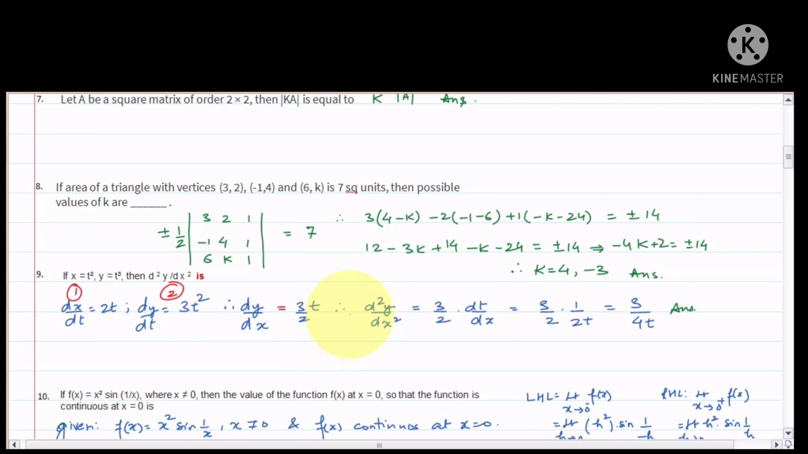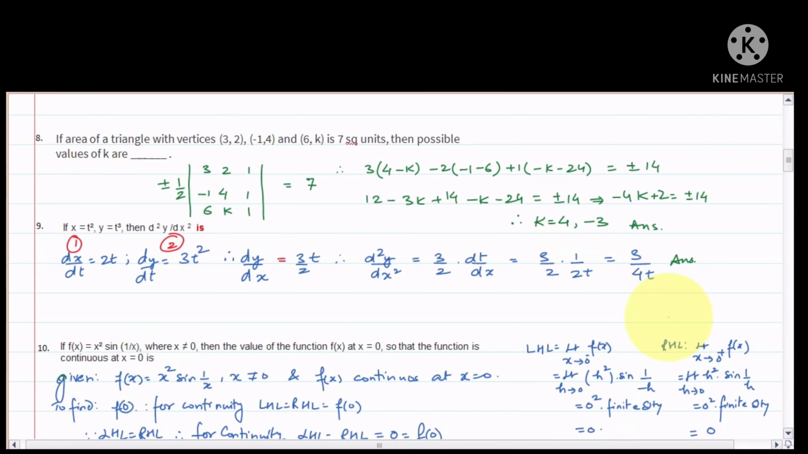Okay, so what is d square y by dx square? That means again differentiating this value, second derivative, it will be equal to 3 by 2 into differential of t with respect to x, dt by dx. And what is the value of dt by dx? The value of dt by dx we can get from this equation 1. It will be equal to 1 by 2t. So we have written over here, and we have got the answer as 3 by 4t. This is the answer.